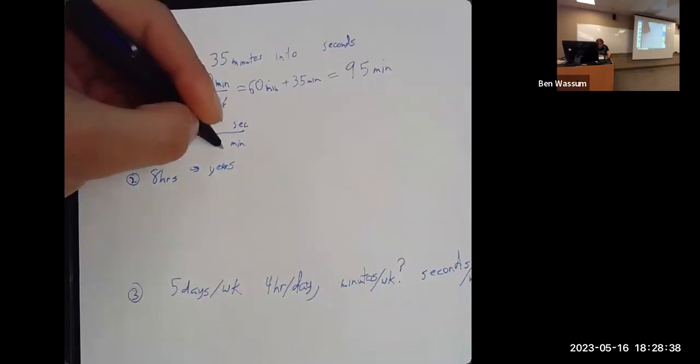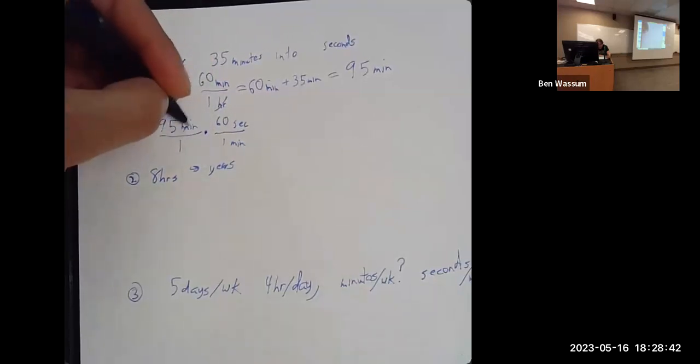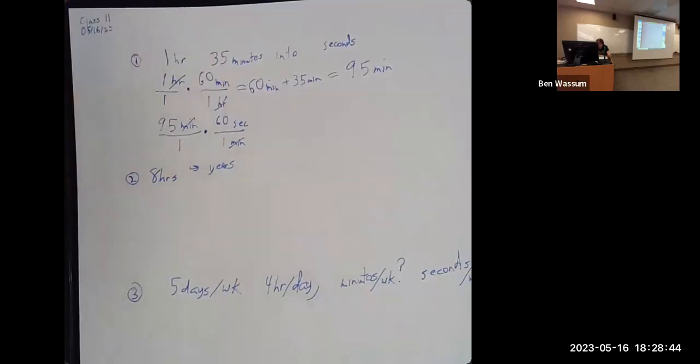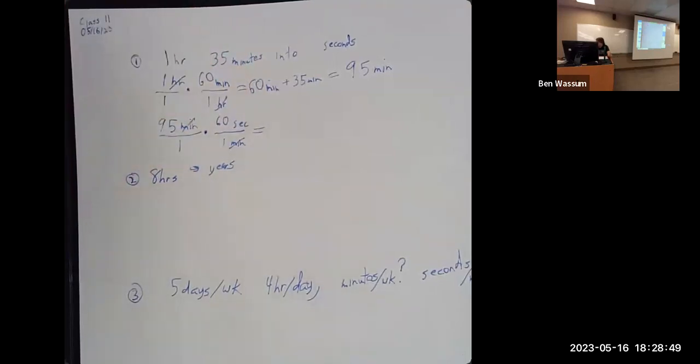So yes, 1 minute would be 60 seconds. And the minutes units would cancel. And then we would multiply straight across. Multiply in this case.